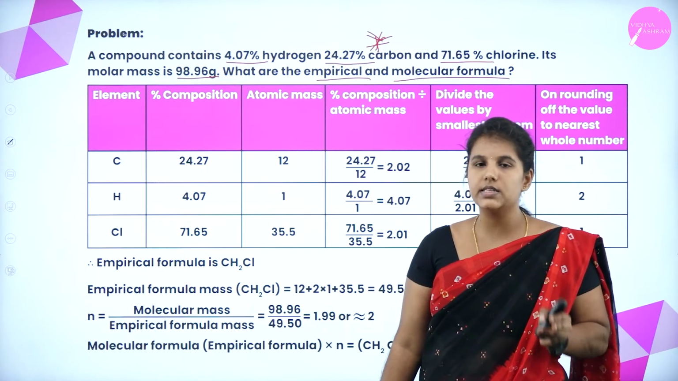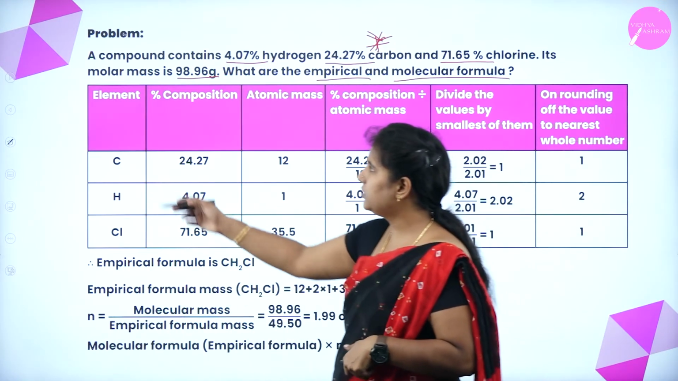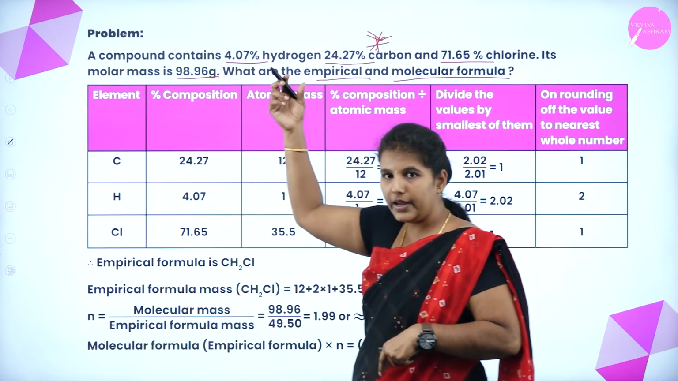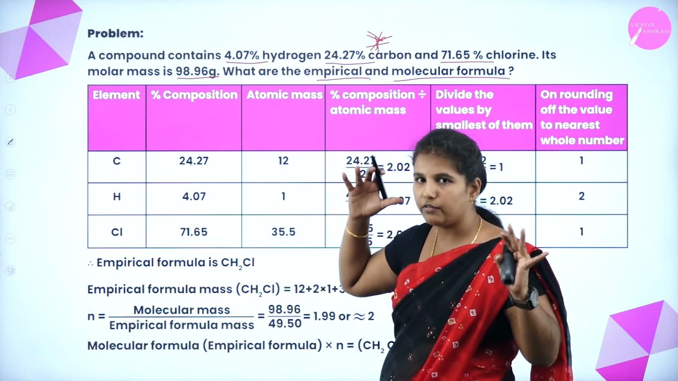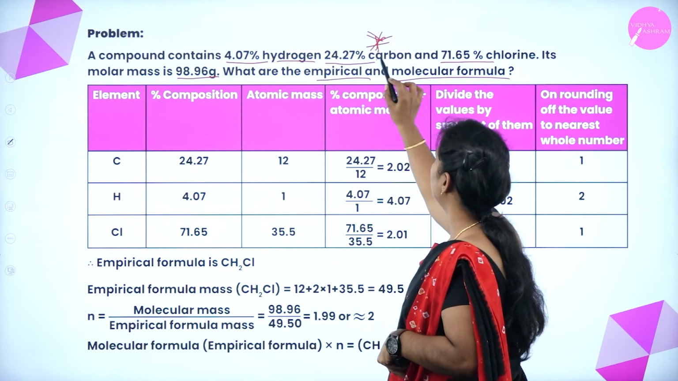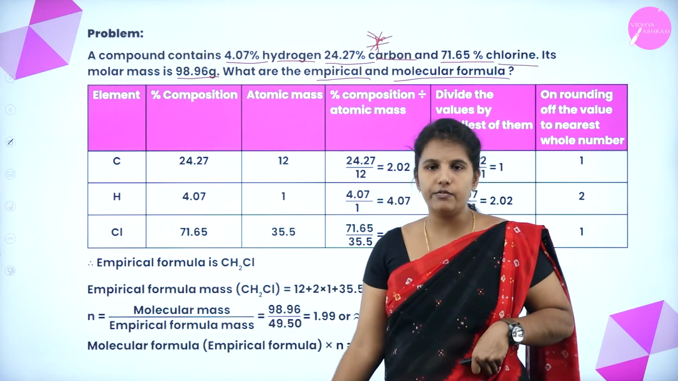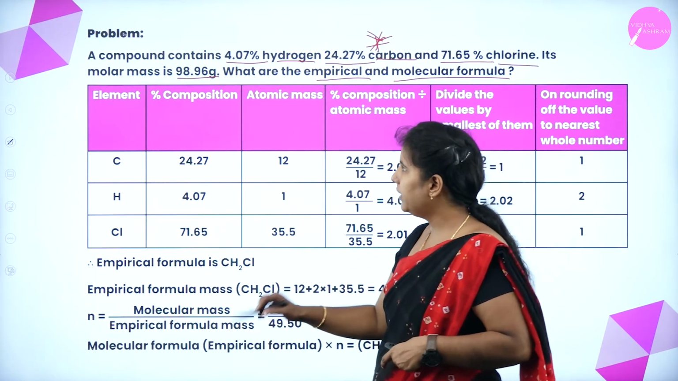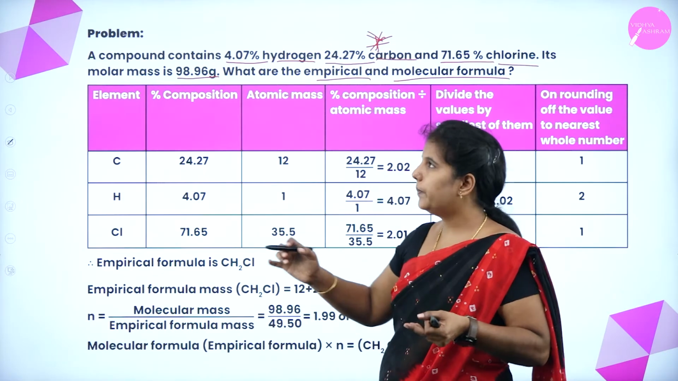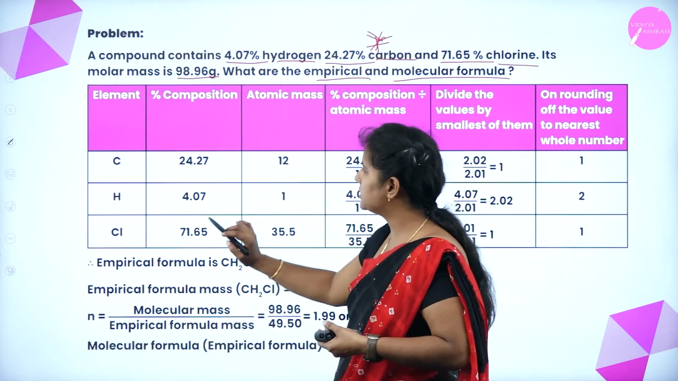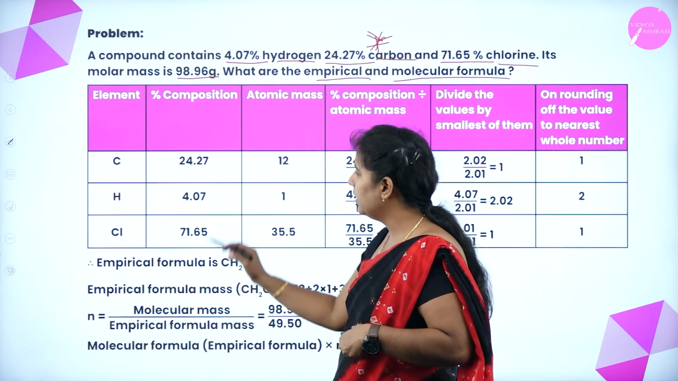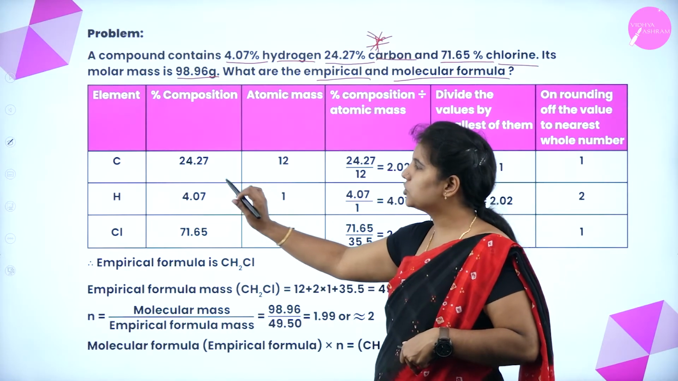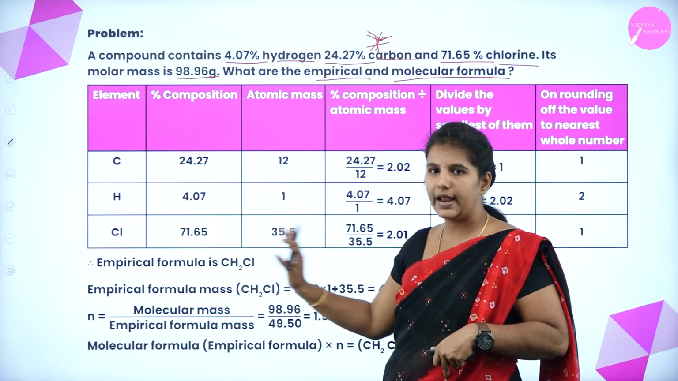So how to calculate this? Let us understand. First you need to make a table which consists of elements. You have to list how many elements are given in your problem. Here you can see that hydrogen, carbon and chlorine are the three different elements given in our problem. So I have written the symbols of the elements. Next is percentage composition. They have given the percentage composition in the problem itself, that is 24.27, 4.07 and 71.65 for carbon, hydrogen and chlorine respectively.